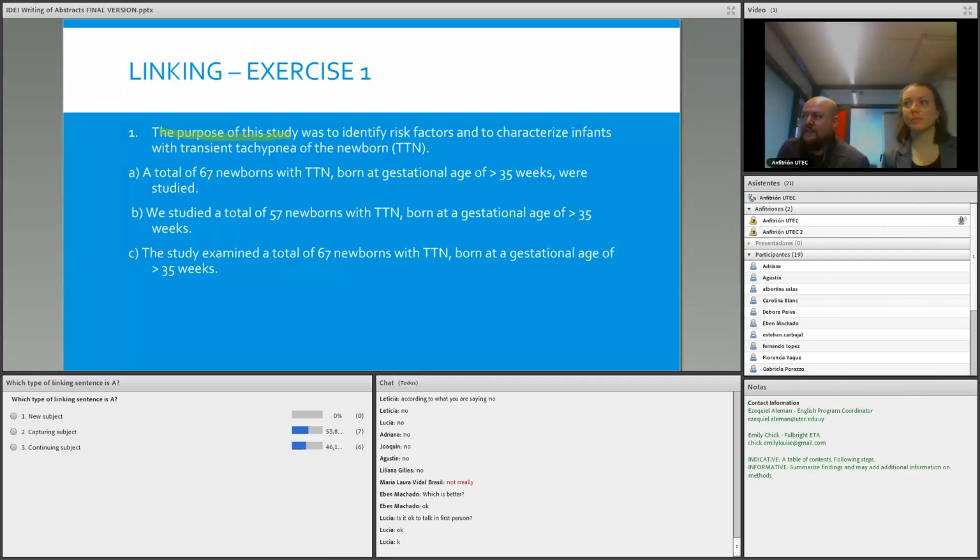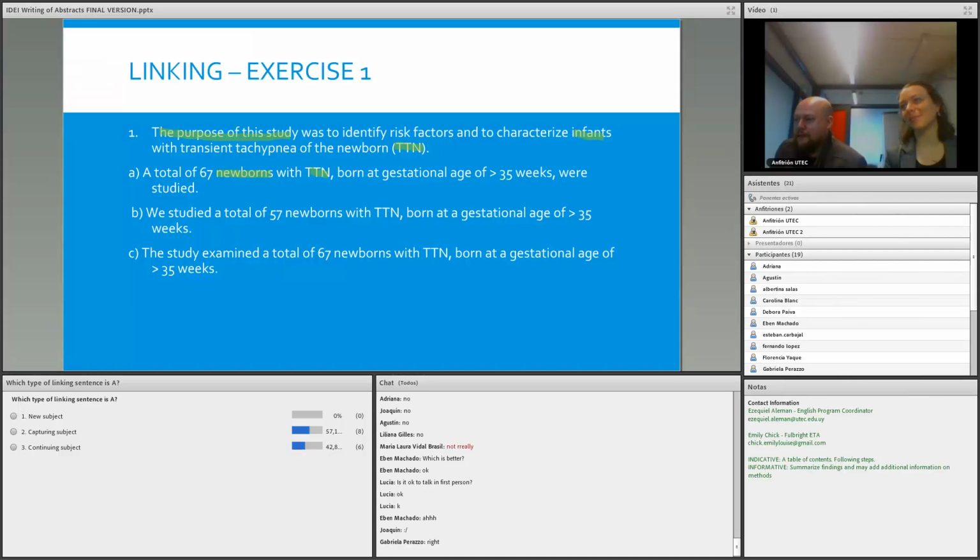But in the first sentence, we introduced infants with TTN. And here we have the newborns, the infants with TTN. So the right answer for this one is continuing subject. Capturing. Sorry, capturing. I was wrong. Capturing subject. So if you can see it, the second part of the first sentence introduces the subject of the second sentence. Right?